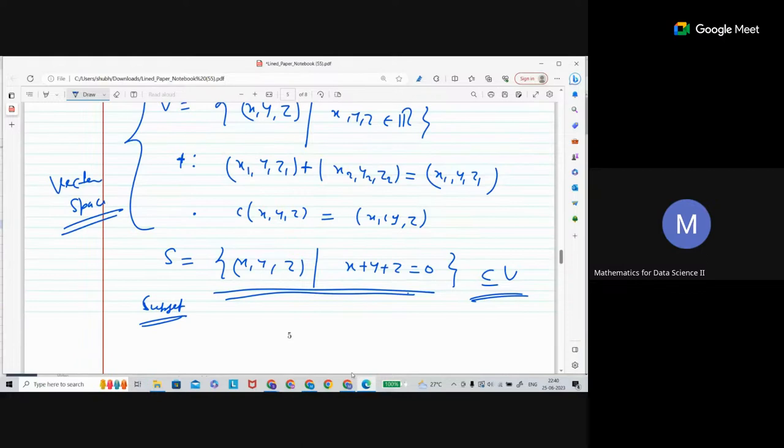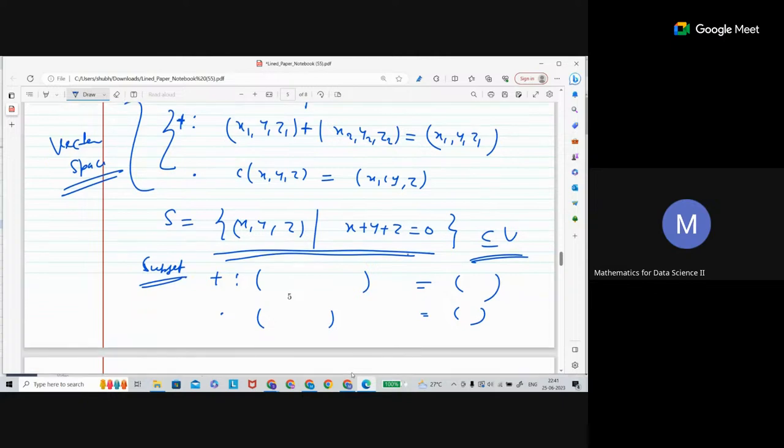Now, whatever the operations are here, apply the same operation on here. Same operation I'm defining. Now, check with the 8 conditions, the vector space conditions. Will this follow? Not necessarily. I have to check all 10 conditions. But there is an easy way to check that. We can directly say whether this set is a subspace or not.